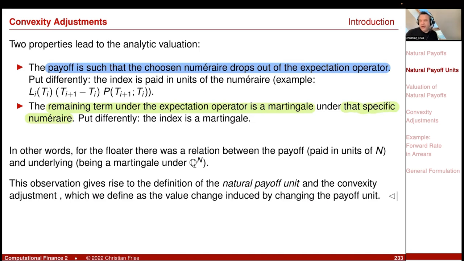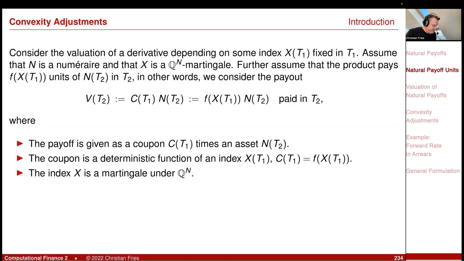So I call this then maybe the natural payoff unit. That's somehow the natural unit in which I should pay this index. And if the natural payoff unit is modified to an unnatural one, that gives rise to this convexity adjustment, to the stuff that happened for the quanto.